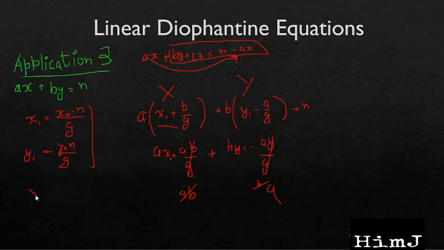Let's generalize this. So the kth solution will be x1 plus k times b divided by g. Similarly, yk will be y1 minus k times a divided by g. So now you can see the reason for taking b by g. If we had taken simply b here and a here, then it would not be possible to generalize it this way, because then the step size would be bigger and we would miss some possible values.